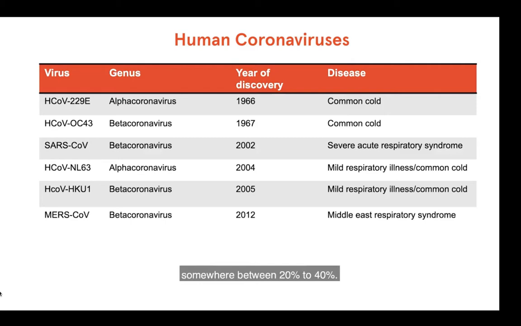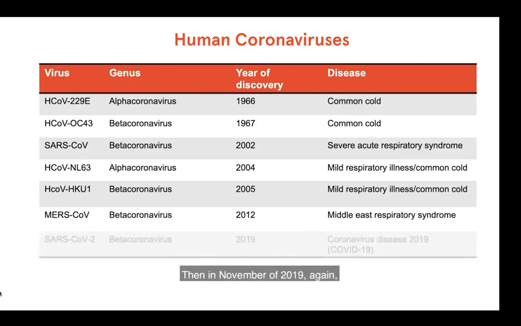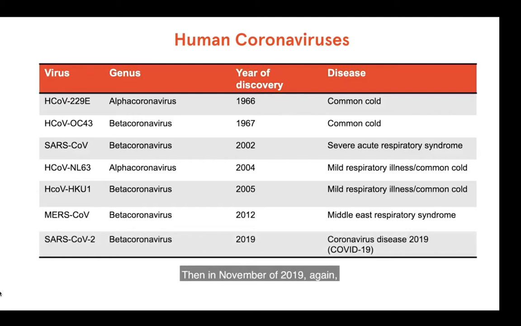Then in November of 2019, again, there was a novel outbreak of pneumonia amongst patients in the Hubei province of China. And again, a coronavirus was attributed to be the cause of this disease. This was termed SARS coronavirus 2 due to its similarity to the original SARS virus. And the disease has now been termed coronavirus disease 19.